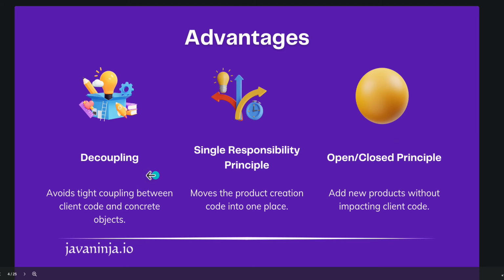So, these are the advantages of using the factory pattern. First is decoupling. It avoids tight coupling between client code and the concrete objects. Single responsibility principle: it moves the complex object creation logic into one place, which is the factory. Open/closed principle: we can add new products without impacting the client code. These were the advantages of using the factory pattern.